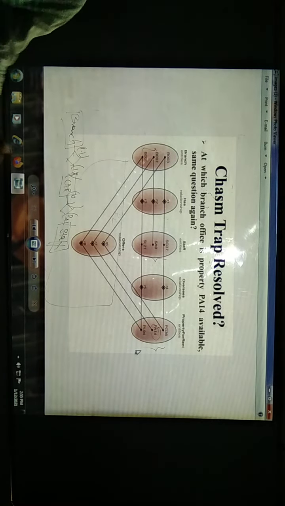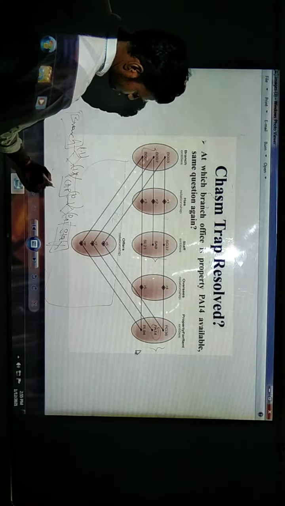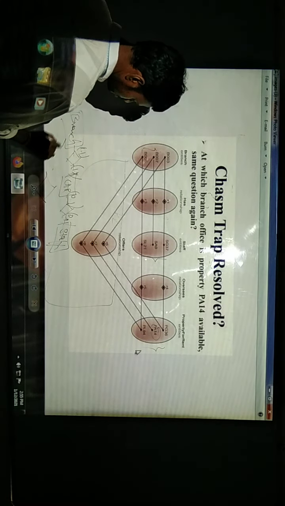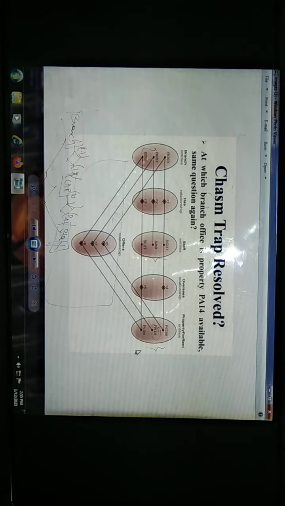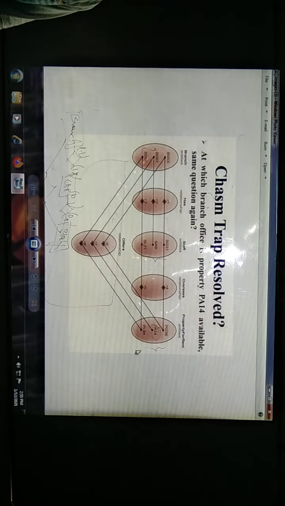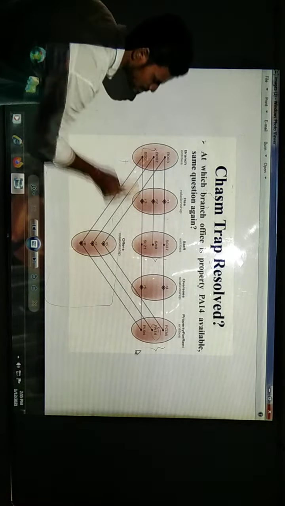Okay, in order to overcome that, we will be creating one more relation, that is every staff is associated with some branch, so that we will be having clarity which branch is consisting of which staff and how it is associated. Okay, I hope it is clear what is CHASM TRAP and what is FAN TRAP. I hope it is clear.